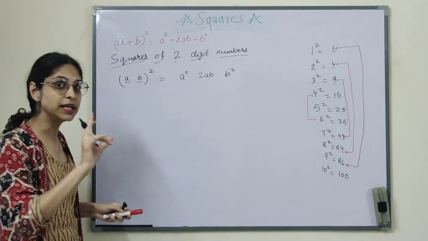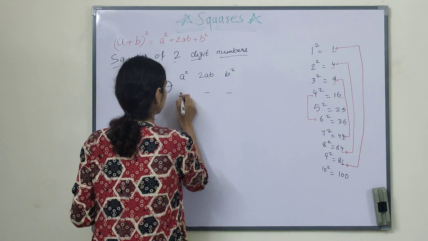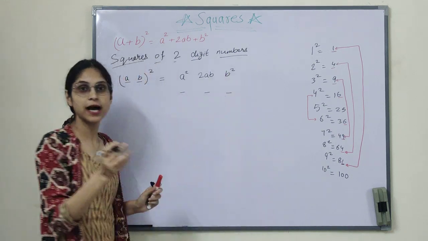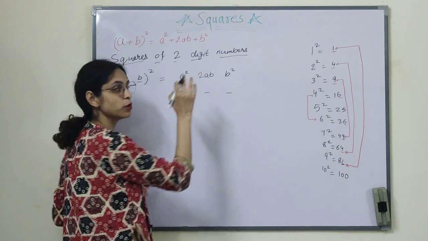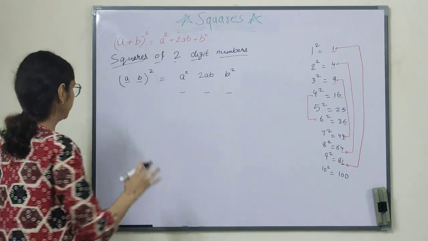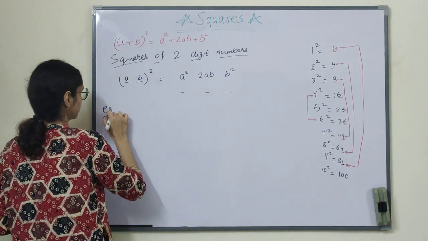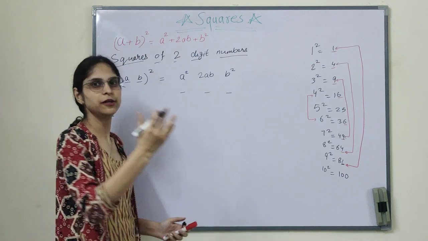Okay. Now one digit is assigned for each of them. So b square has one digit, 2ab should have one digit, and a square has one digit. If b square has more than one digit, then it will go as carry. If 2ab has more than one digit, it will go as carry. Alright. So now let's take an example. For example, let's find out 74 square.